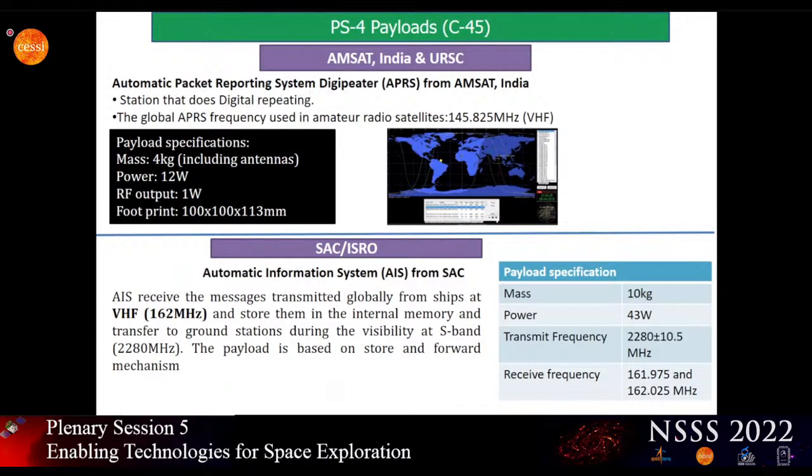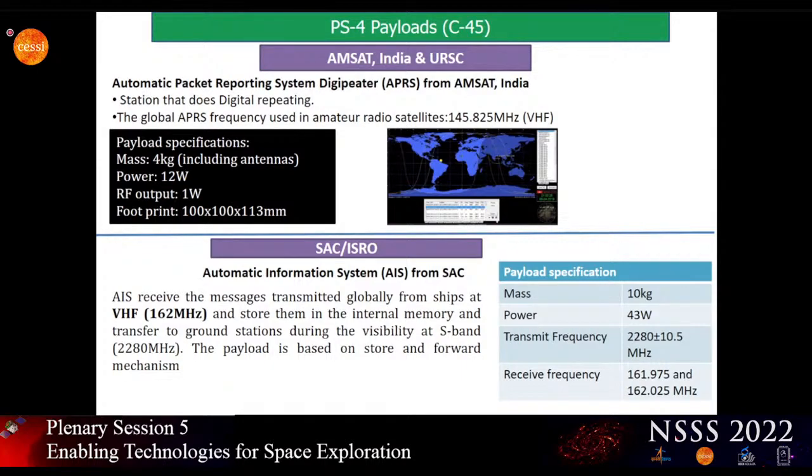Still in the sense of 2 years, I mean for 2 years or more than that it was working. This is sort of a 1U type of system which used 12 watt power, 4 kilograms weight, and the RF output was 1 watt, and it used a frequency of 145.825 MHz. This is in the VHF domain, which is actually the permitted frequency for this.